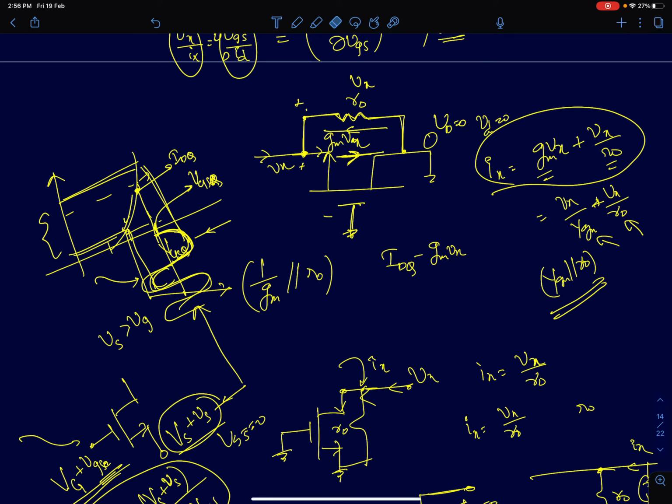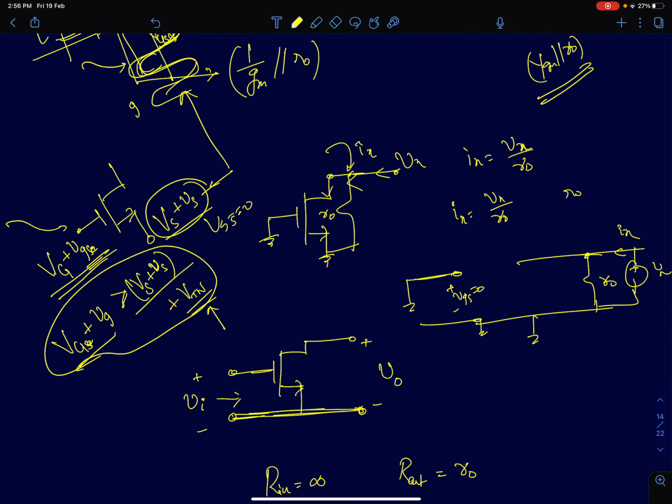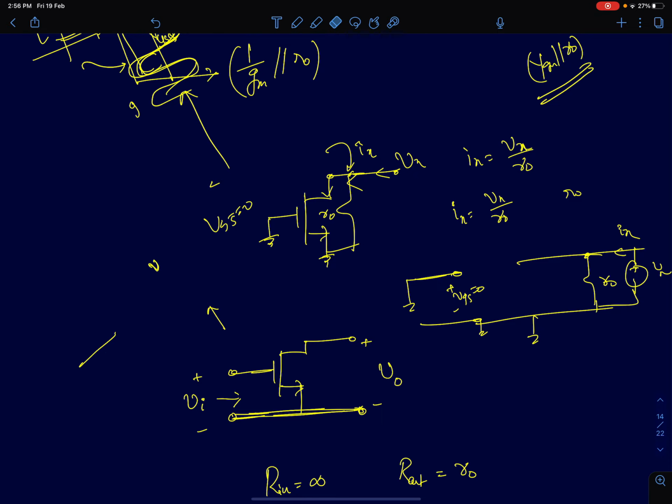So that's it. I'll just go back to the final output resistance, looking into the drain terminal by short circuiting the gate and source terminals.